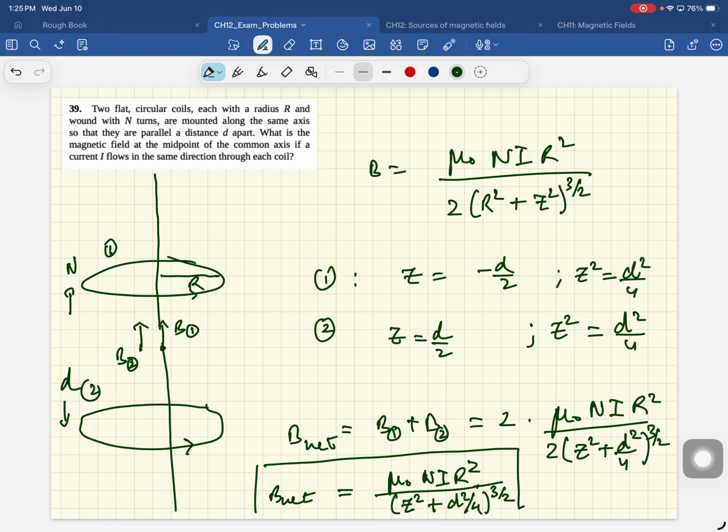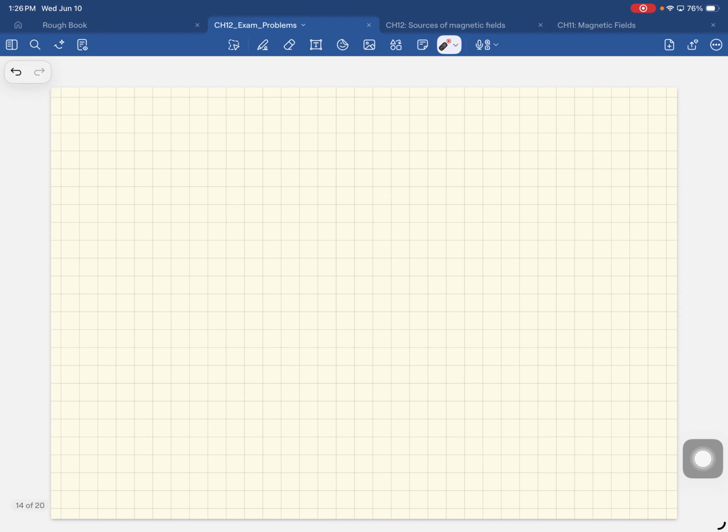If a current is 2 amp, how many turns per centimeter would be wound on a solenoid in order to produce a magnetic field of 2 millitesla within it? Okay, so again, a solenoid is tightly wound wires, and the magnetic field inside is given by mu naught n i. n is the number of turns per meter, in SI units.